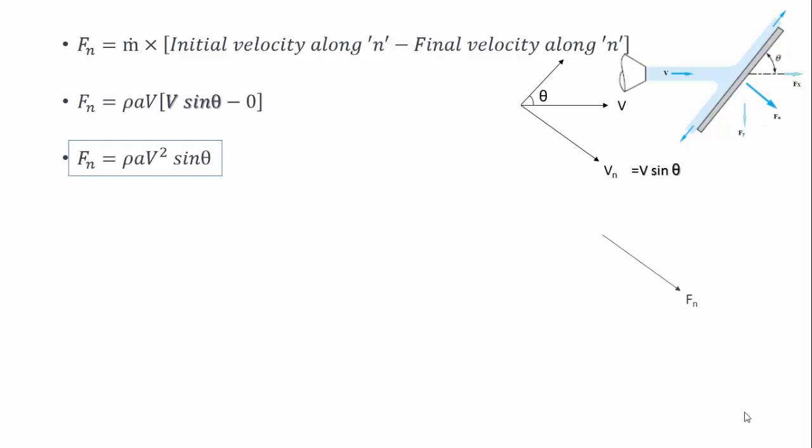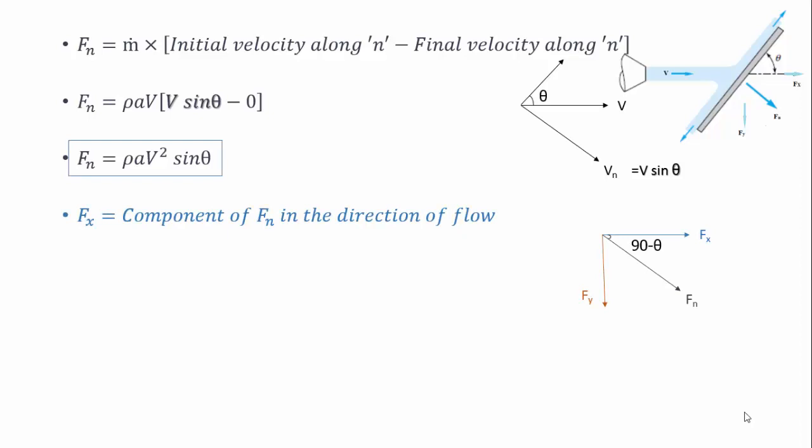Now, the force acting along the direction n is known. Also, the angle between the normal and the x direction is 90 degrees minus theta. The component of Fn along the direction x is Fn cos(90 minus theta). We know that cos(90 minus theta) is sine theta. Hence, the force acting on the direction x is rho a v squared sine squared theta.